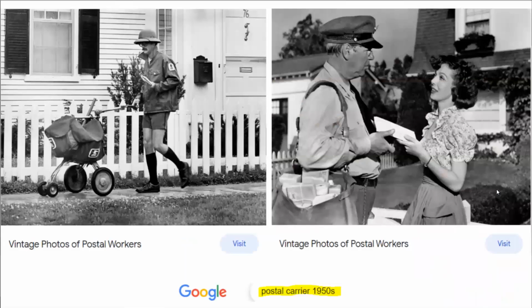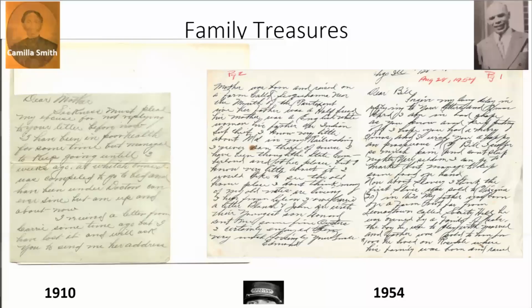Letters were often delivered by hand. So it was an interesting time. I wanted to place 1954 in context as we get into the two family treasures that we're going to discuss. And here they are, the two family treasures that we have in our family.